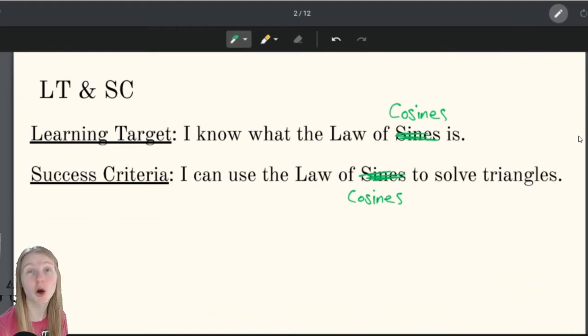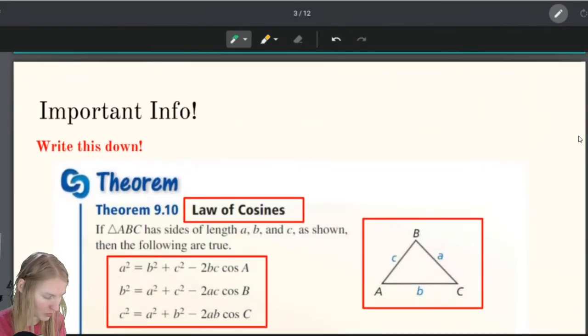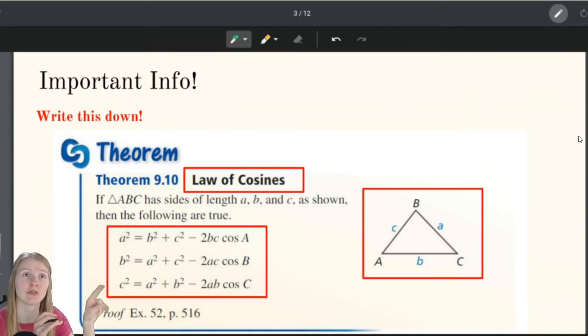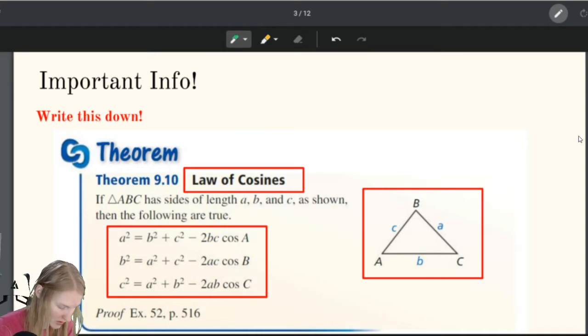We are using the law of cosines today, and we're going to be able to use the law of cosines to solve triangles. So what is the law of cosines, you ask? Well, it's a little more complicated than the law of sines, in my opinion. This is the law of cosines. Please pause the video and make sure that this is in your notes, and then we are going to talk about it. So, you'll notice that this kind of looks like the Pythagorean theorem.